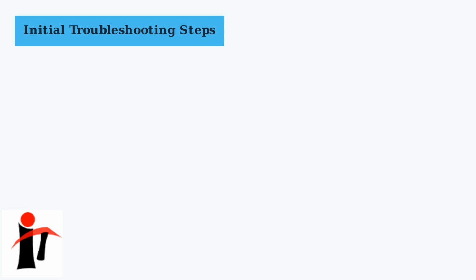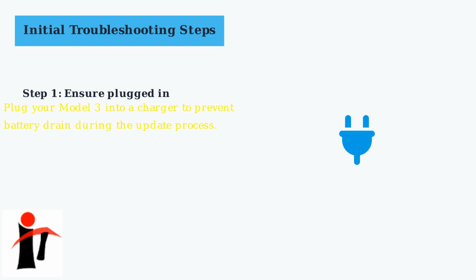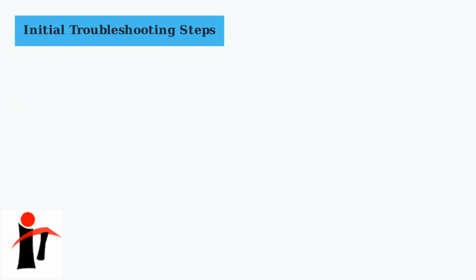Before attempting more complex solutions, start with these basic troubleshooting steps to resolve Tesla Model 3 update issues. First, ensure your Model 3 is plugged into a charger. This prevents battery drain during the lengthy update download process, which can take 30 to 45 minutes or more.